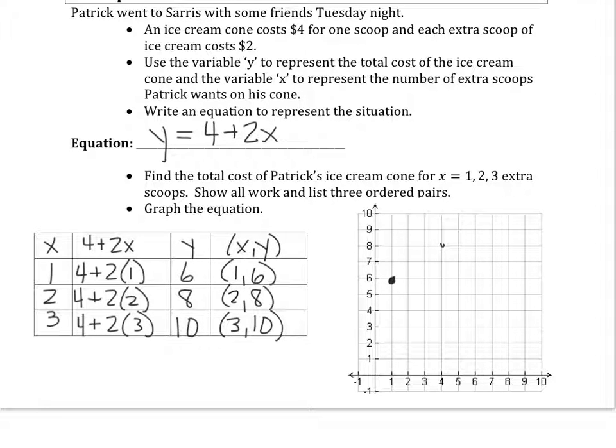Okay. So then we're going to have (2, 8), and then (3, 10). And we're going to draw a line through the ordered pairs that would continue on. And it would only go to the y-axis because they're not going to owe us money if we're not going to get an ice cream cone at all. So that's what your graph would look like, and that's the end.